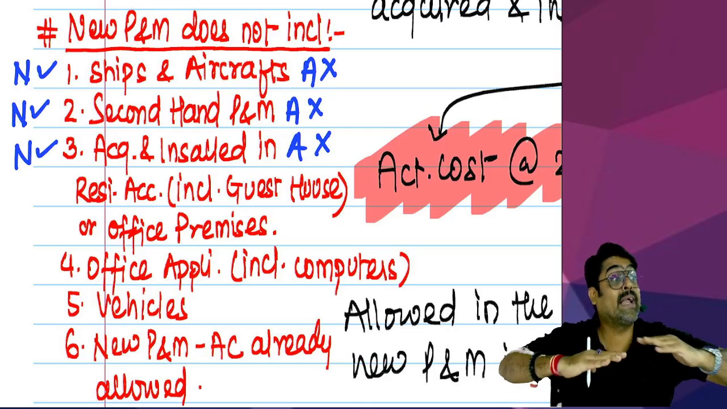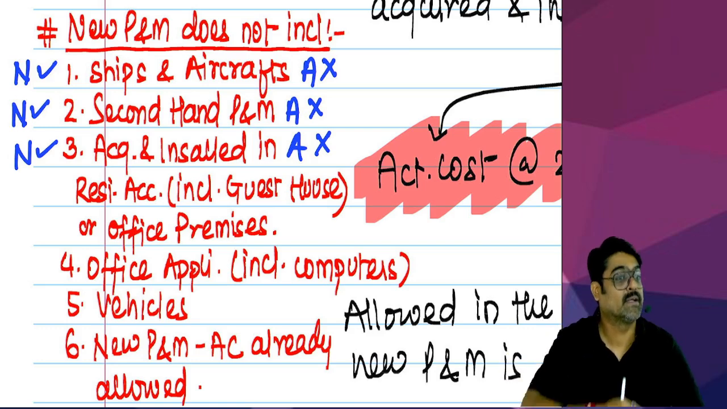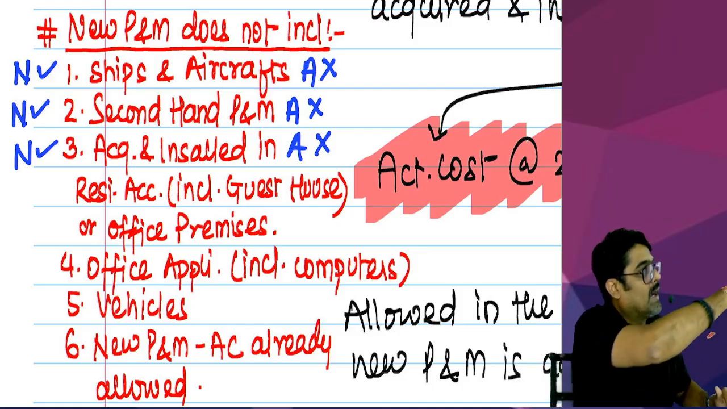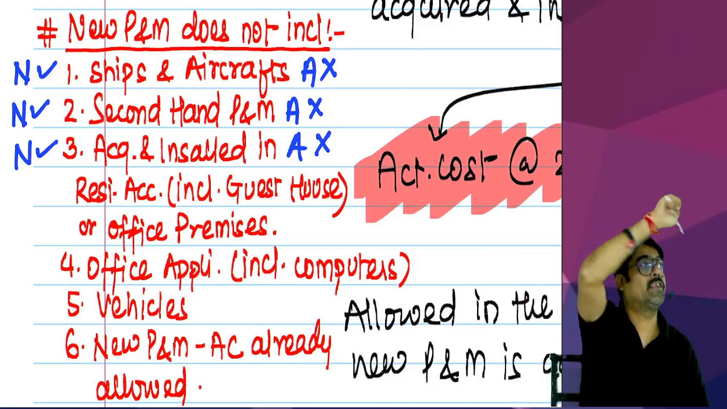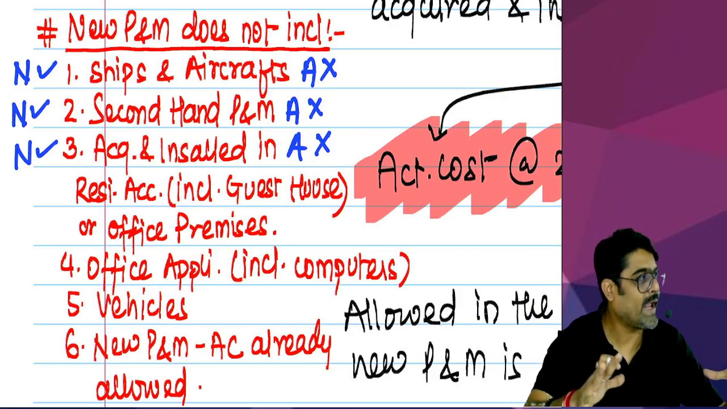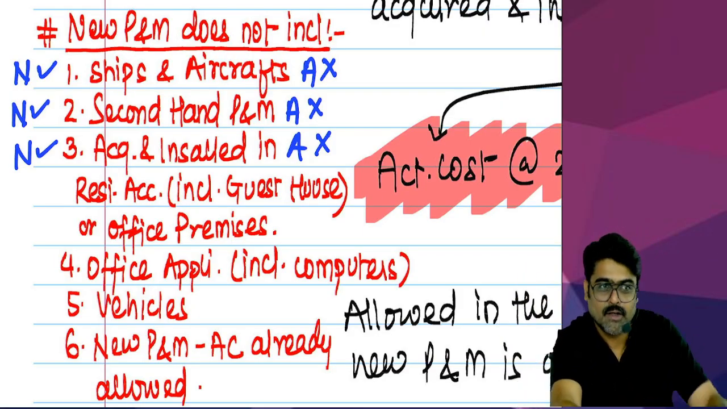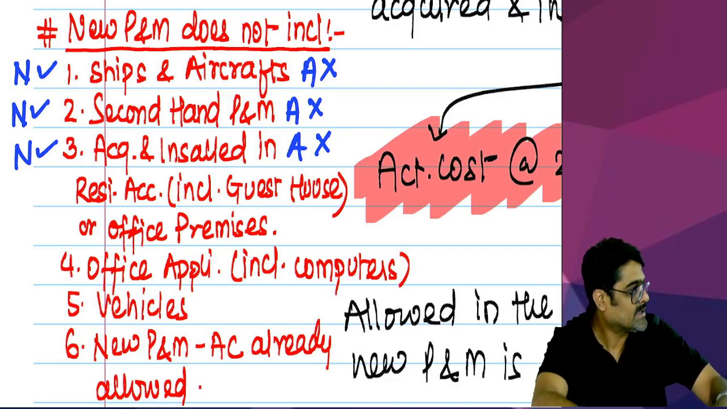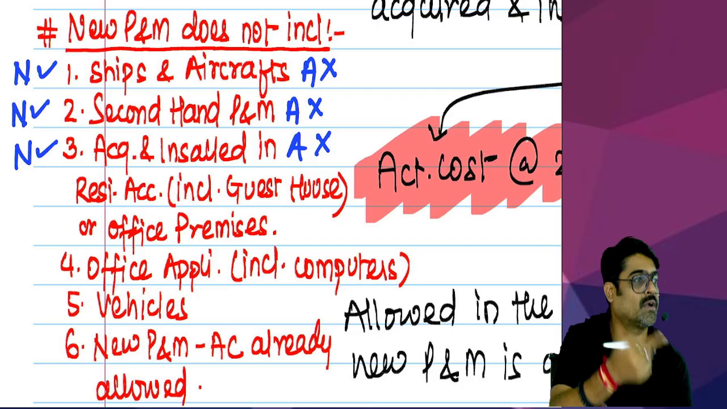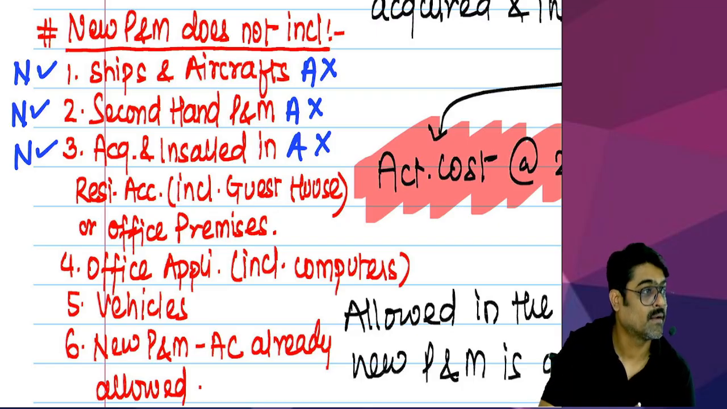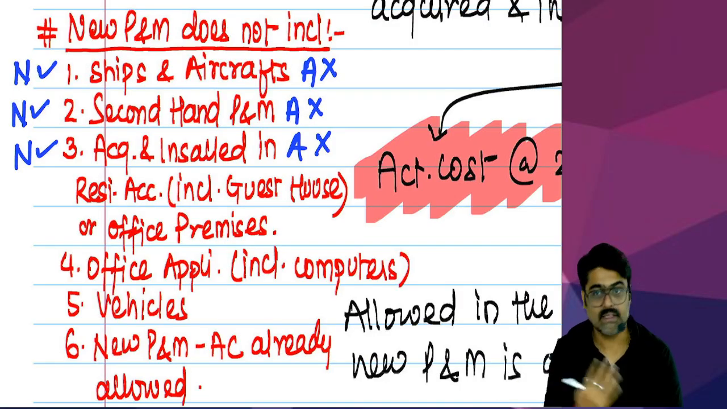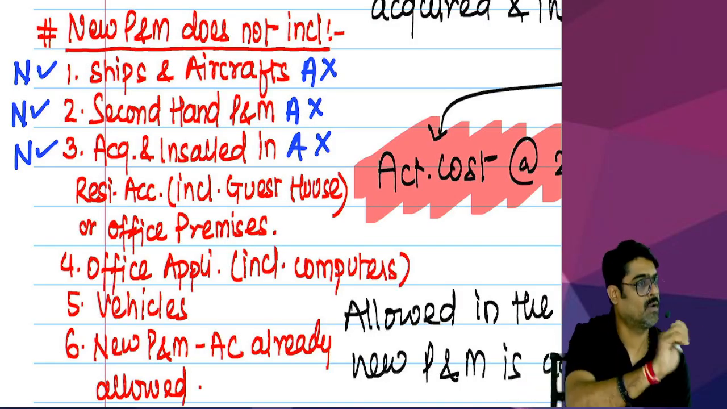So to maintain the temperature of that machine, in the place where the machine is installed, I have installed ACs all around. The AC is throwing cool air on the machine so that it can maintain its temperature and does not crash. AC is installed in factory, so I can claim additional depreciation on that. Additional also will be available, normal will also be available.